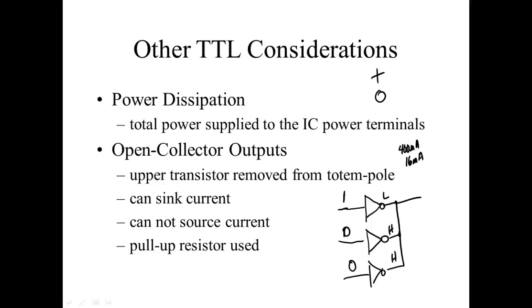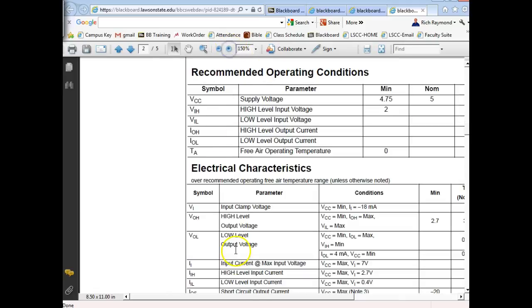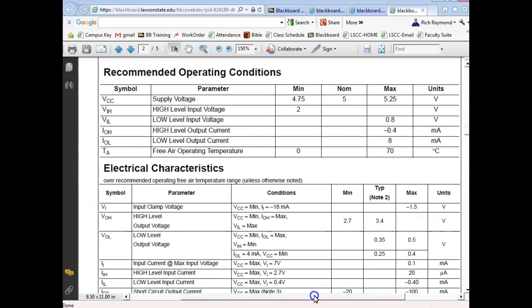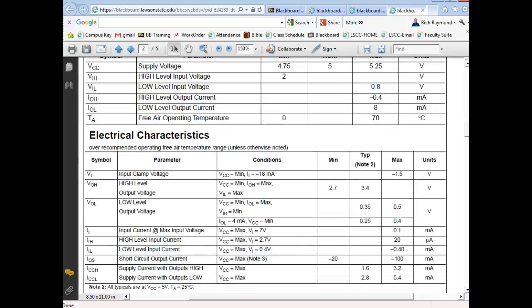Well, we don't know. But we've got a big problem because when I start looking at these data sheets, I'm going to look at this guy right here. Can y'all see this? IOS. So normally when we output a standard high, this guy here can output 400 microamps. But I'm looking at this IOS right here. What is it called? Short circuit output, and that's what we're doing. We're shorting the output of this thing.